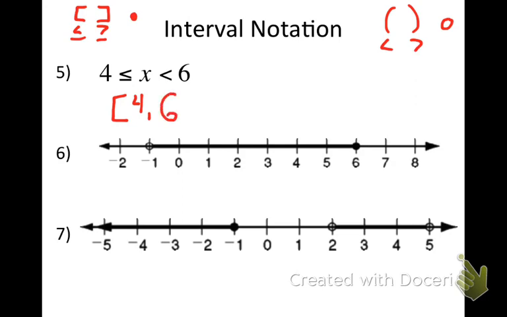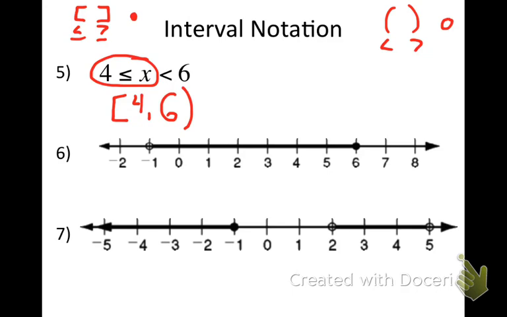And 6, would that be a bracket or parentheses here? How do you tell? That'd be parentheses. Well, look at this. This first part here, right? 4 is less than or equal to 6. Because it says or equal to, that means the 4 is included. So I use the bracket.